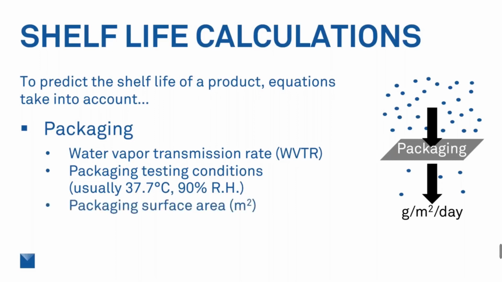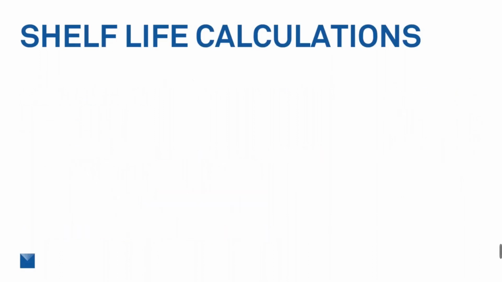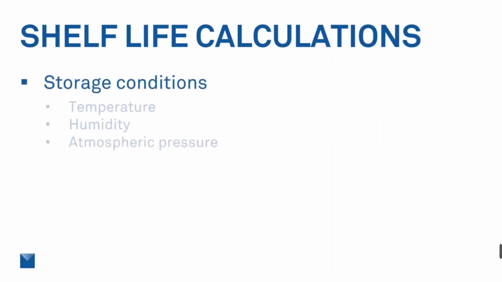In addition, you need to know the surface area of your packaging in meters squared. You're also going to need to know the mass of your product in its package. There are a few other things you need for these shelf life calculations. You're going to need to know the storage conditions, which includes the temperature, the humidity, and also the atmospheric pressure.